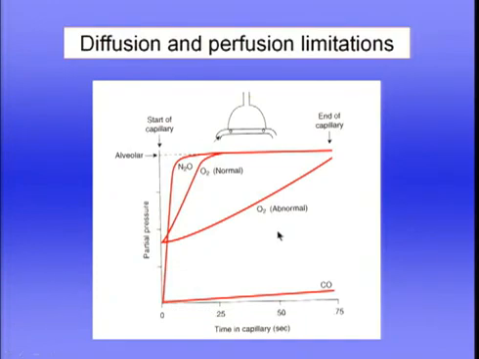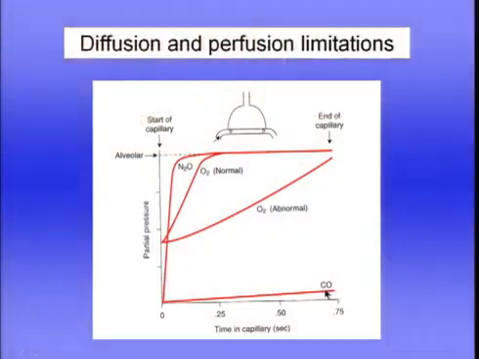Now let's turn to a very important topic, and that is what limits transfer of gases across the blood gas barrier. And we're going to draw a distinction between what are called diffusion and perfusion limitations. And to do that, I'm going to take three gases as examples. First of all, I'm going to talk about carbon monoxide down here. Then I'm going to talk about nitrous oxide, which is an anesthetic gas. And finally, I'm going to talk about the one we're really interested in, and that is oxygen.